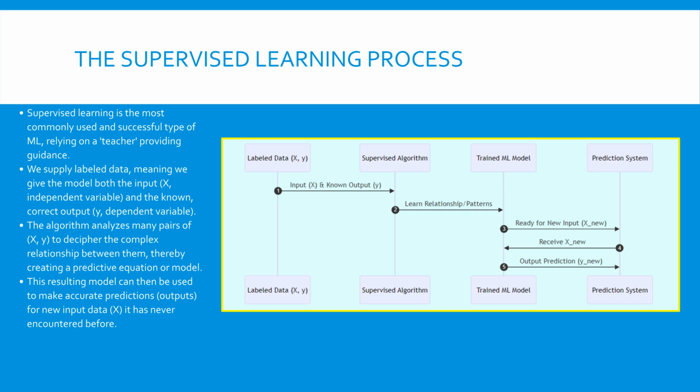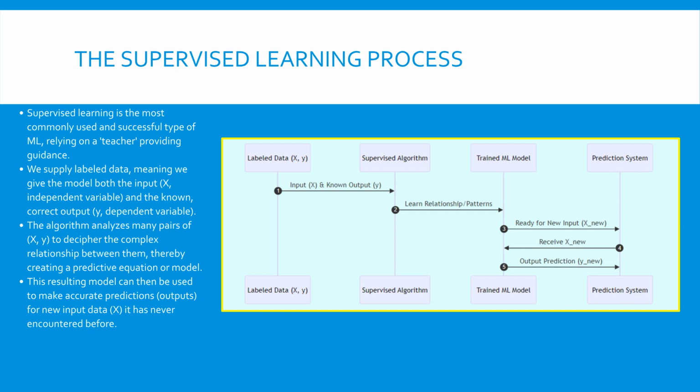This sequence diagram illustrates the step-by-step supervised learning process. Step 1. We feed the labeled data, x, y, where we know the answers, into the supervised algorithm. Step 2. The algorithm processes this data to learn the underlying relationships/patterns. Step 3. This results in the trained ML model, which embodies the learned knowledge. Step 4. When a prediction system receives a new, unclassified input, x_new, it requests a prediction from the model. Step 5. The model uses its learned patterns to produce the prediction, y_new.